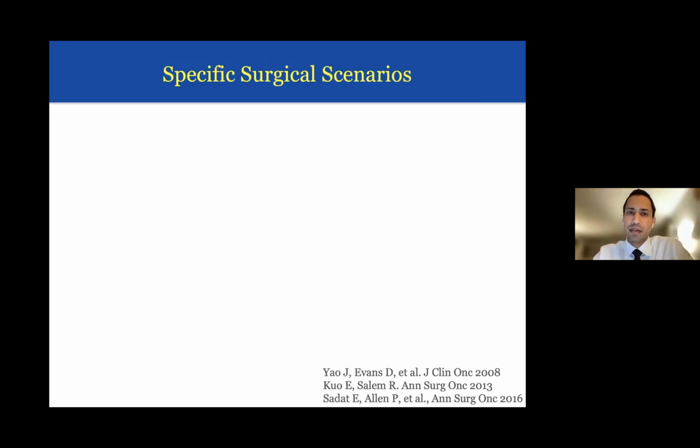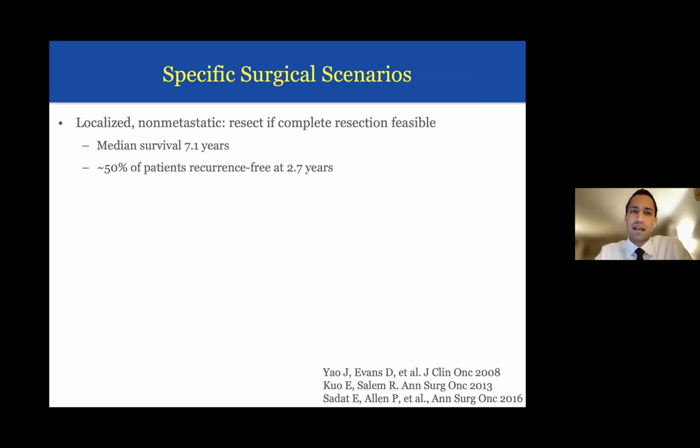I'm going to give you some specific surgical scenarios here that might be of some use. One scenario includes a patient that presents with a localized non-metastatic pancreas neuroendocrine tumor, and generally speaking, we resect when resection is feasible. The median survival in the literature is 7.1 years, but the important thing to understand is that about half the patients do recur at almost 3 years. So recurrence-free survival is important to consider here as well. So many patients do recur.